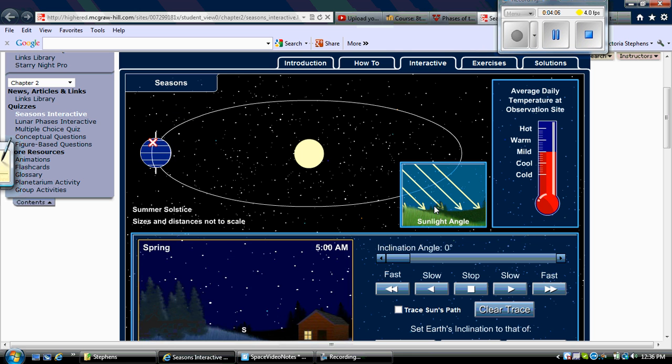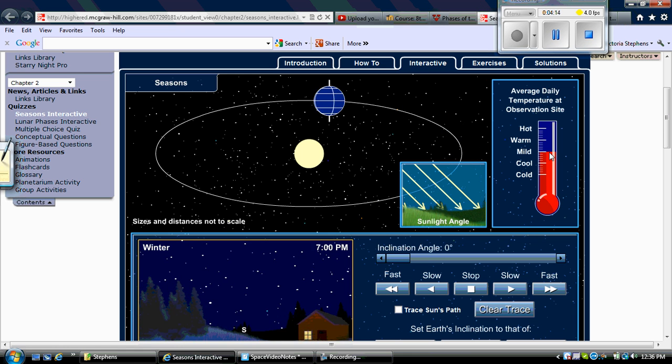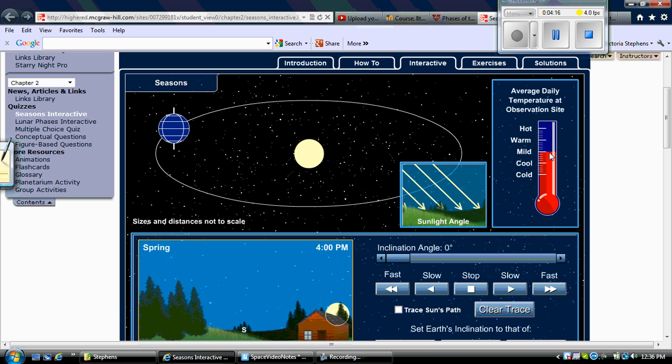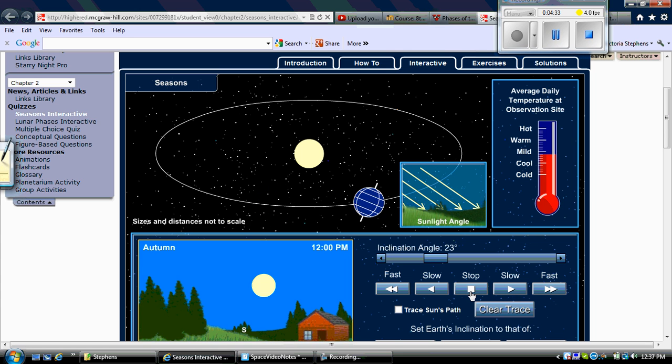You're going to have the same temperature the whole year in a certain area because the amount of sunlight is not changing. So look here at the temperature, mild. So you're going to have mild temperature all year. Now we are tilted at 23.5. So I'm going to move this as close as I can get to 23.5. Now what I want you to do is watch how the sun's angle changes. So I'm going to go slower. Well, I'm going to go a little bit faster, and I'm going to stop us right now.